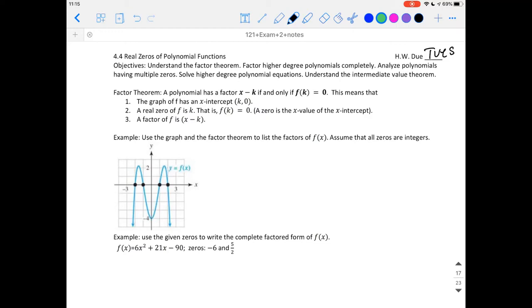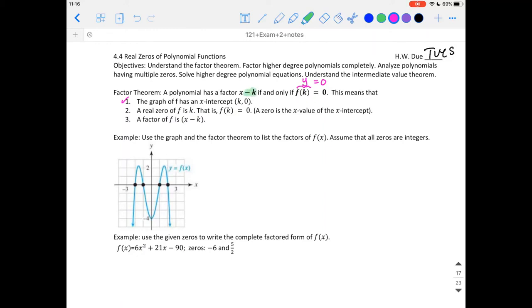A polynomial has a factor of x minus k if and only if f of k is equal to 0. So we just need to remember here that f of k, technically another name for y, is equal to 0. And if y is equal to 0, it'd be nice for us to remember graphically that right here, the graph of f, which is whatever function we're looking at, is going to be an x-intercept of k comma 0. So here's what we need to know.